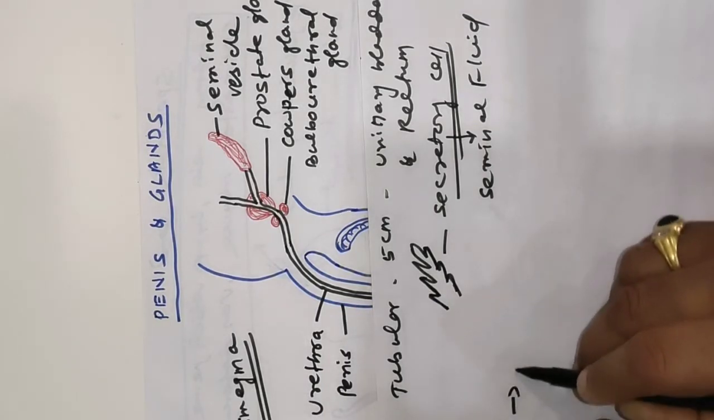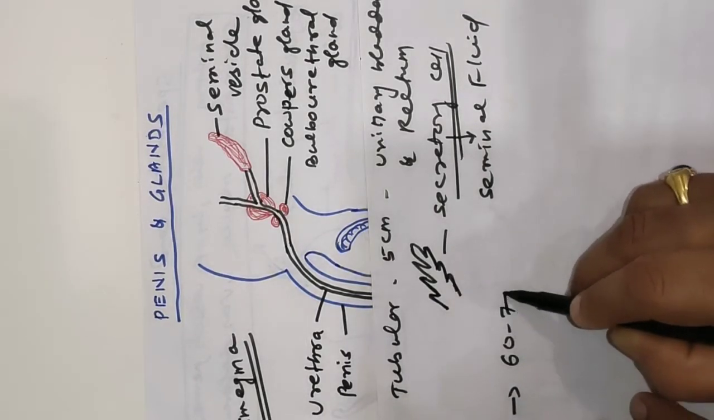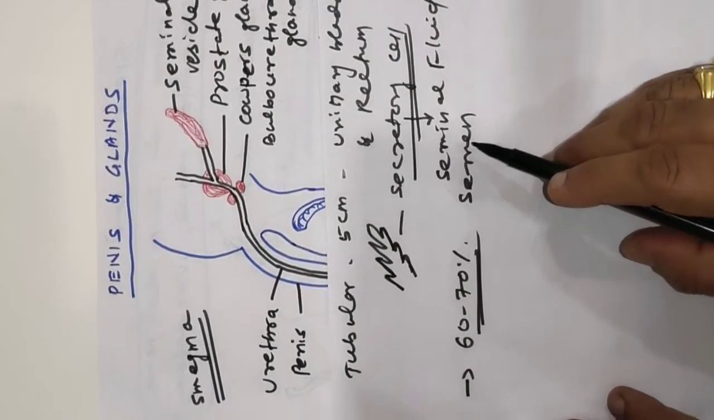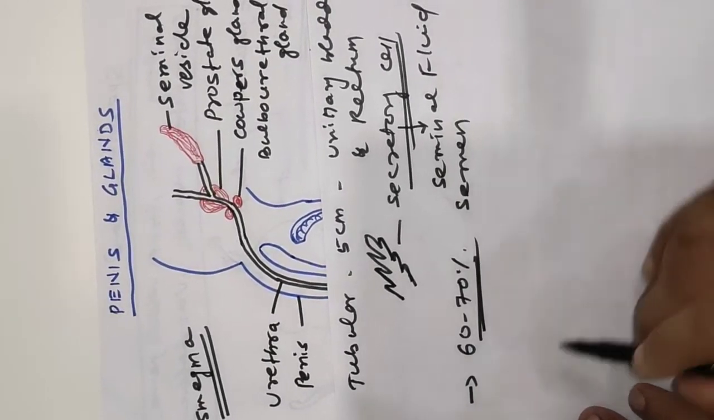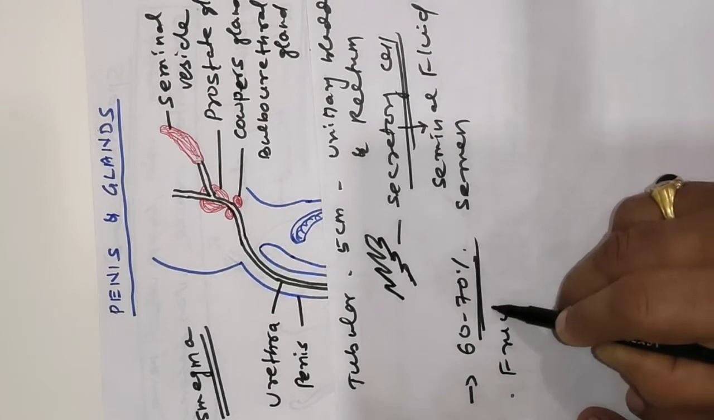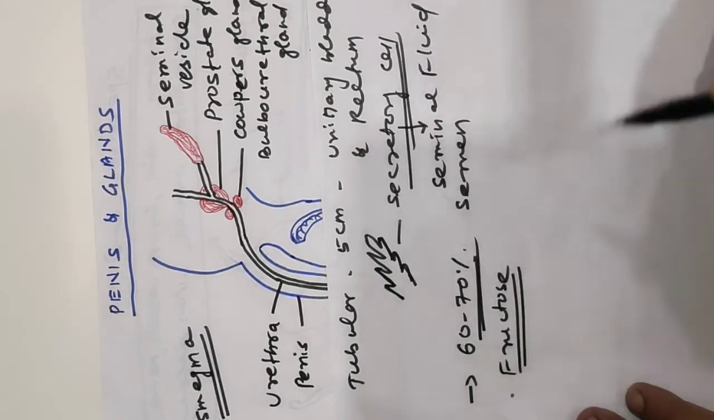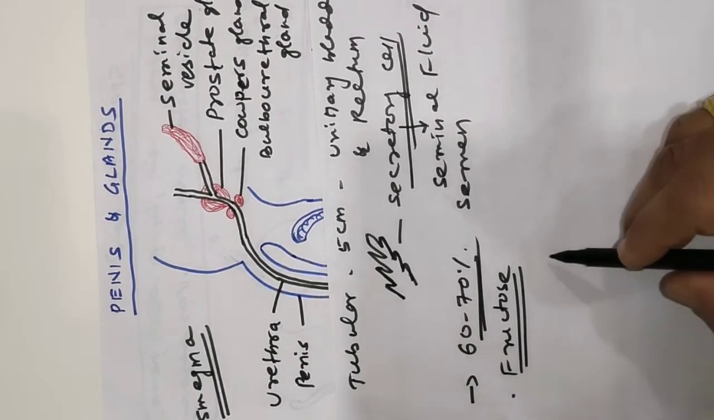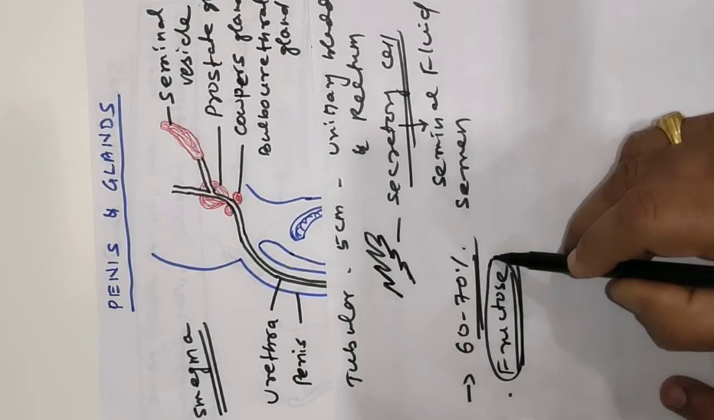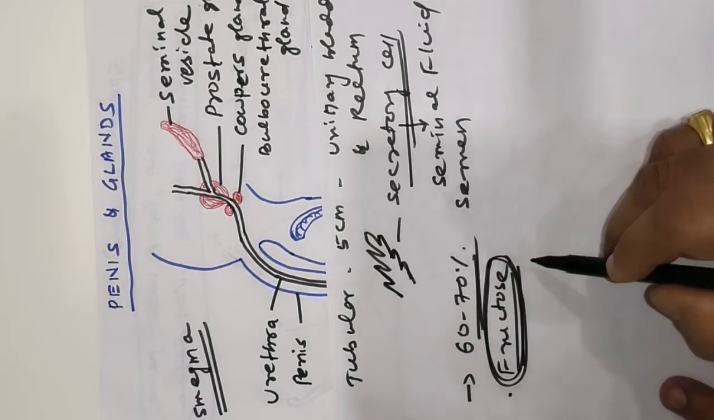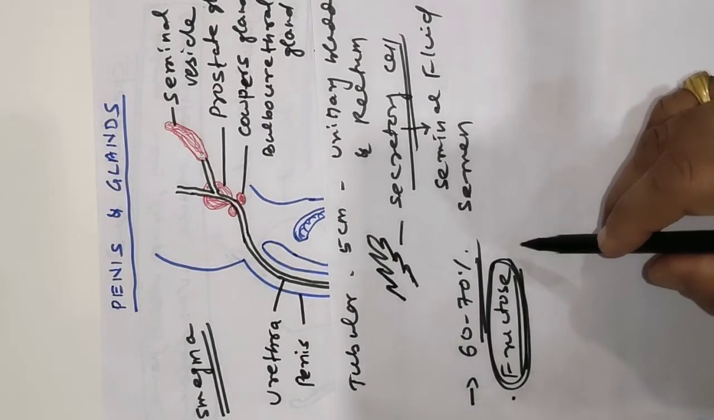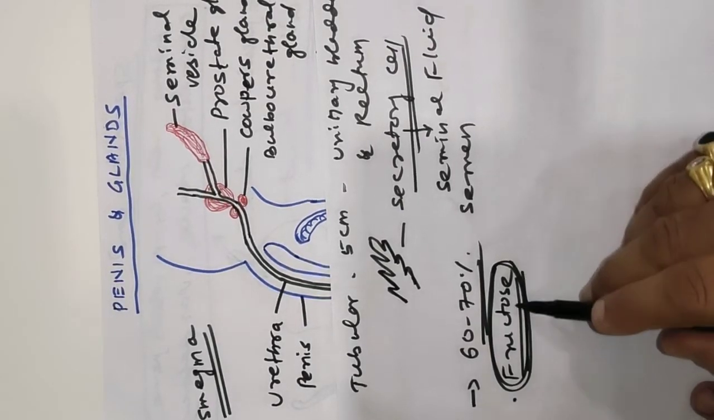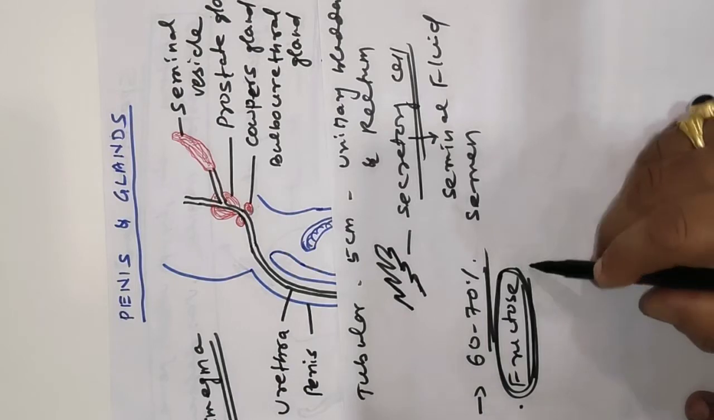The seminal fluid forms about 60 to 70% of semen. It contains fructose, which nourishes the sperm, and is also used in the rape test in forensic science. Presence of fructose in the vagina is an indication of rape. Clear? It also provides nutrients to the sperms.